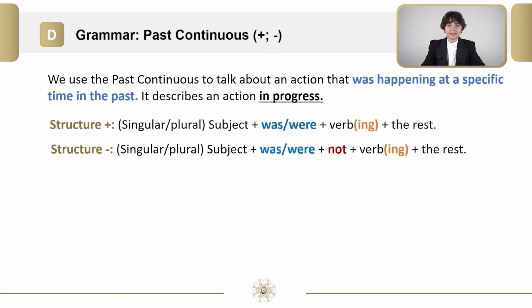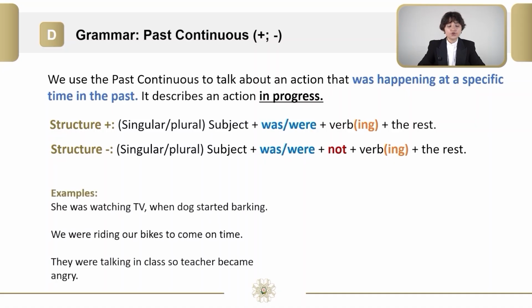Now let's take a look at examples. She was watching TV when the dog started barking. As you can see, the action is in progress. We were riding our bikes to come on time. They were talking in class, so the teacher became angry.